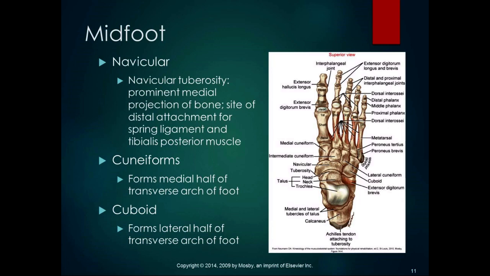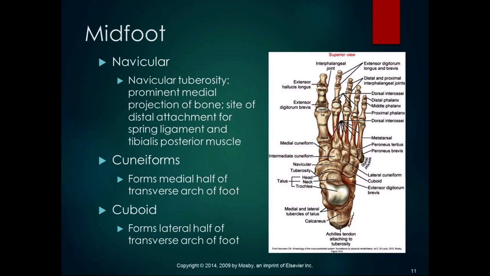So the navicular articulates with the anterior portion of the talus, or the distal portion of the talus. It has a tuberosity on there that is the attachment for the spring ligament and the tibialis posterior muscle. It's called the navicular tuberosity. And again, like we've talked about numerous times now, and we'll continue to talk about, a projection on a bone is there because something attaches to it. So the navicular tuberosity is very palpable on the medial side of the foot.